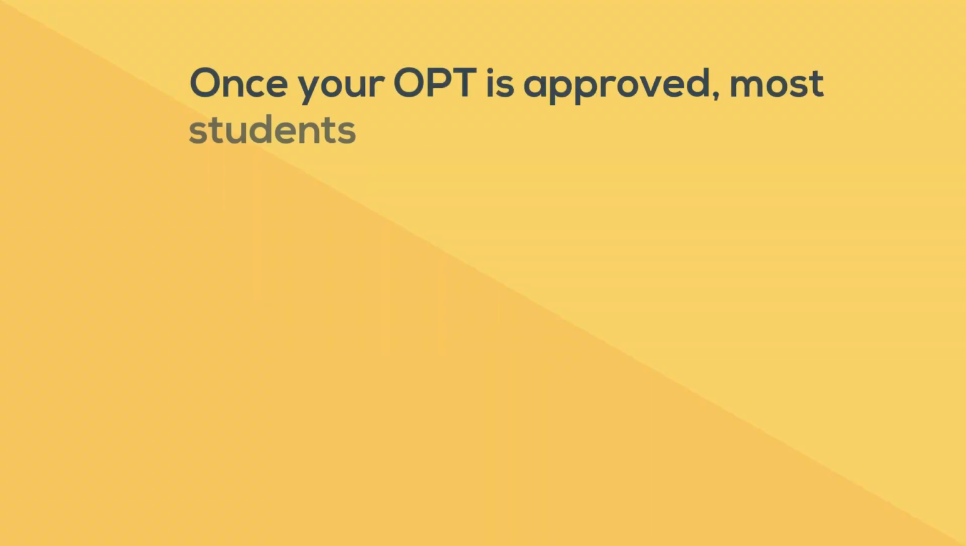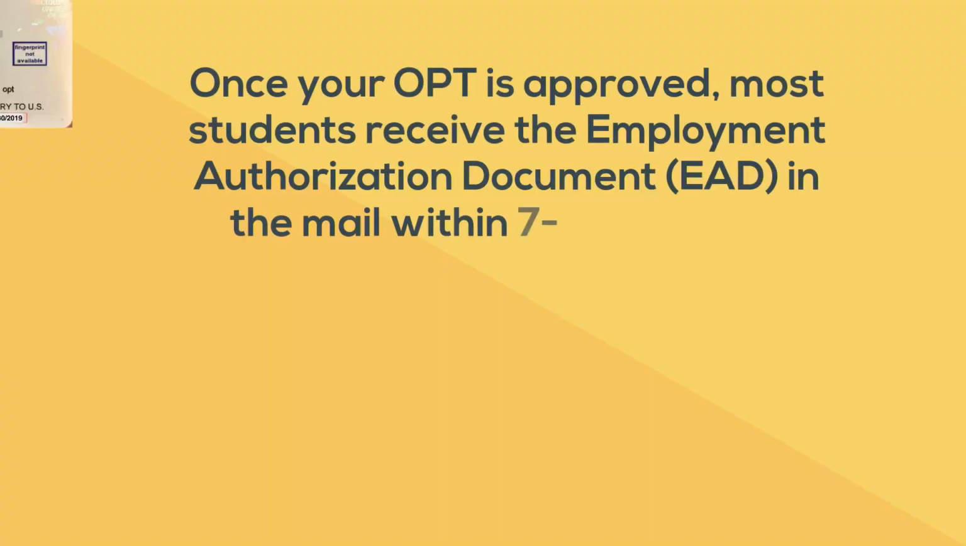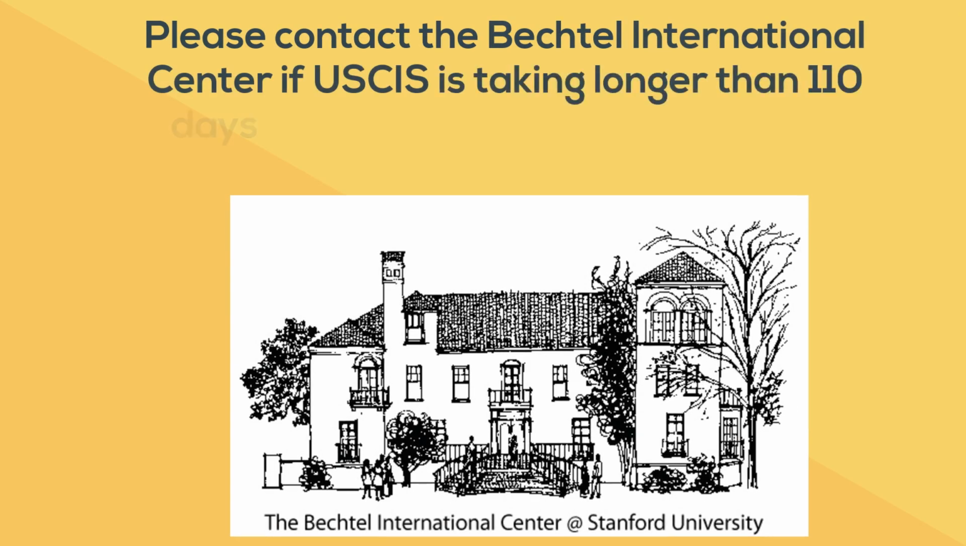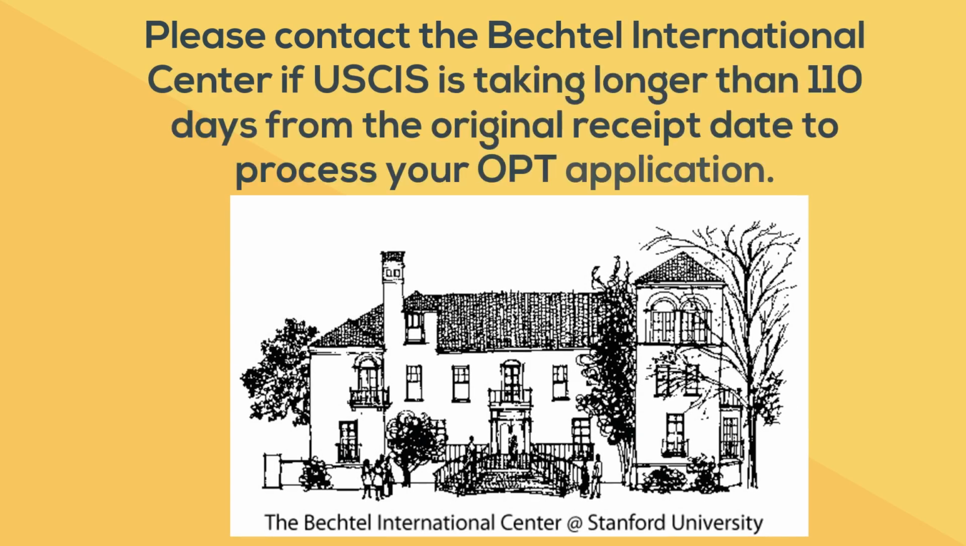Once your OPT is approved, most students receive the employment authorization document in the mail within 7 to 10 business days of adjudication. Please contact the Bechtel International Center if USCIS is taking longer than 110 days from the original receipt date to process your OPT application.